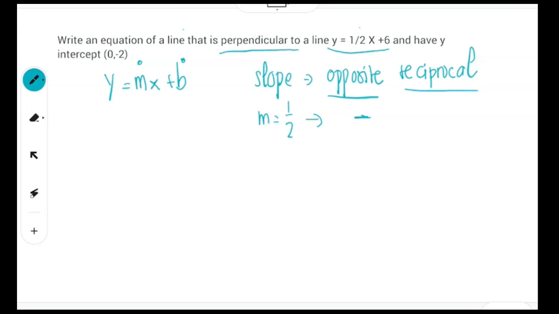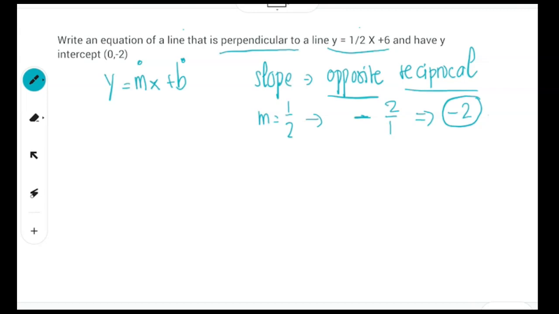Reciprocal means the inverse, the flip part of 1/2. So it's going to be 2/1. 2/1 is equal to 2. So the slope is going to be negative 2. Okay, so the slope of the line that we're looking for is negative 2.